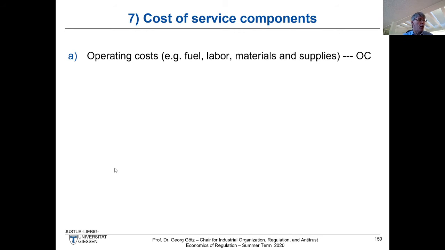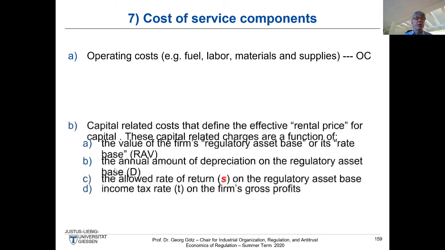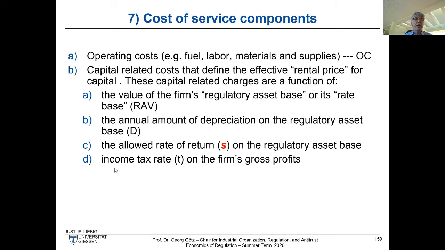If you run a power plant, of course, you might need gas, or you might need coal, and so on. A labor input, of course, you might have other materials, etc. These would be the operating costs, and actually that's what you have to fill in the Excel sheet I just showed you.